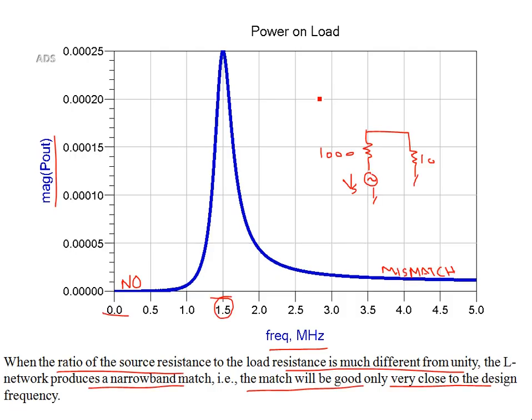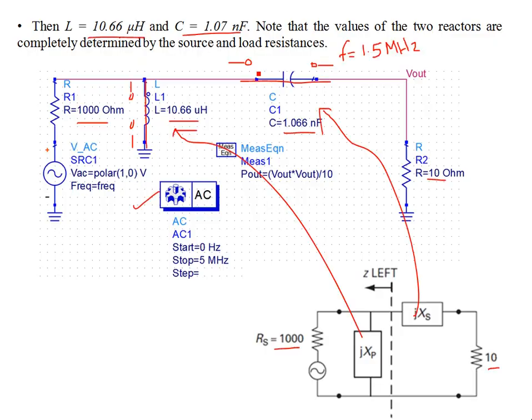This is a short circuit. So this is what is happening. Due to this mismatch, you see the power transfer is very small over here. We're not transferring much power to the load side. But the maximum occurs at 1.5. Well, that's one way to look at the design.